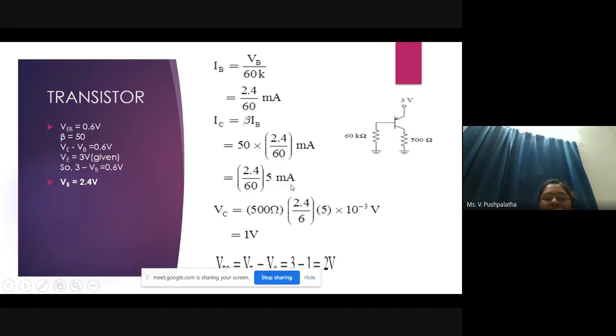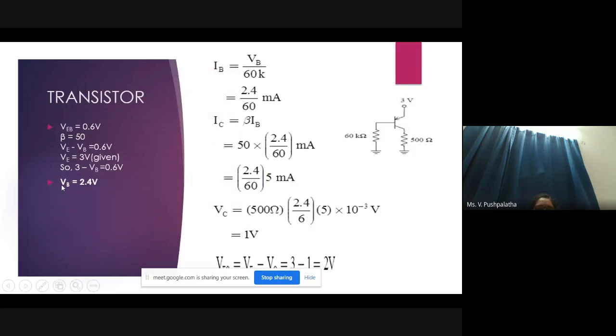Do you understand? First we found VEB equal to 0.6 volt, beta equal to 50. VE minus VB is equal to 0.6. So you substitute the VE value, which is given here as 3 volt, minus VB is equal to 0.6. So I got VB equal to 2.4. Here beta is given. We know that IC equals beta times IB, but we don't know the IB value and we don't know the IC value. Ultimately, what we need to find is VEC.